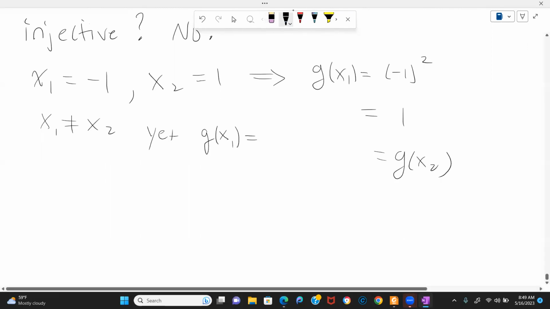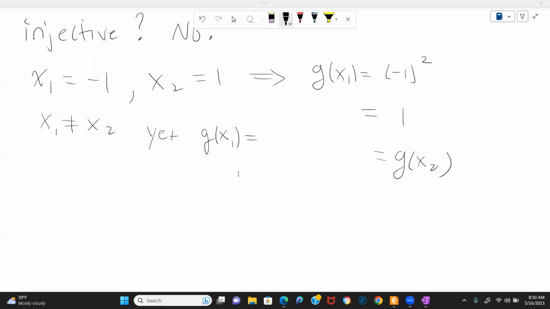Hold on, my dog's got into something, so I've got to talk. Okay, sorry about that. I'm outnumbered by dogs here, so they sometimes get into mischief. All right, let me share my screen again.